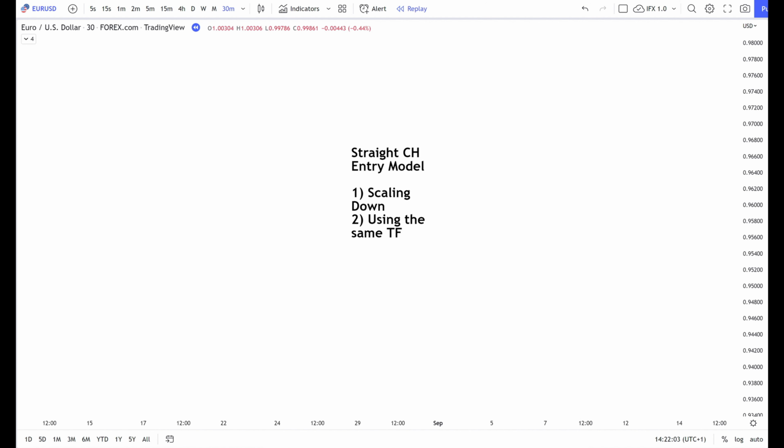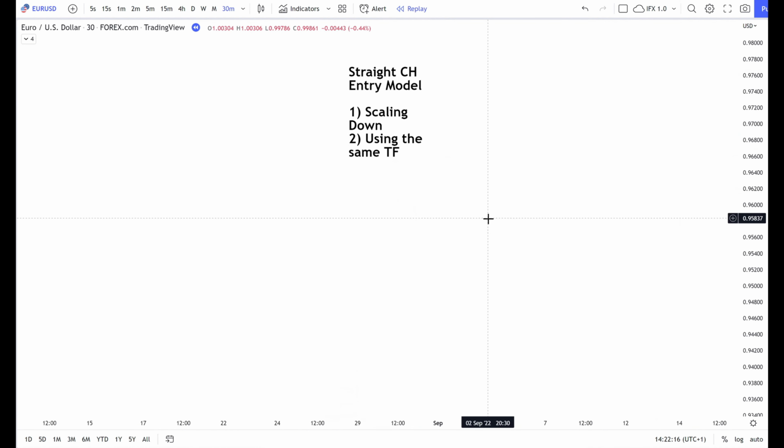And once you watch it, test it. If it works for you, use it. If it doesn't, don't use it. Simple as that, yeah? So it's essentially the how to enter, right? One of the entry models that we use is a change of character. It's a change of character entry model.